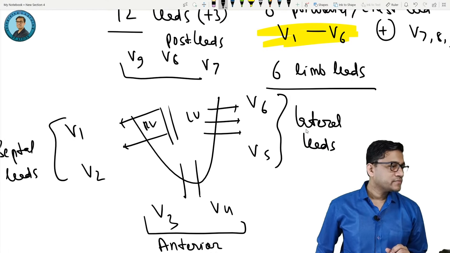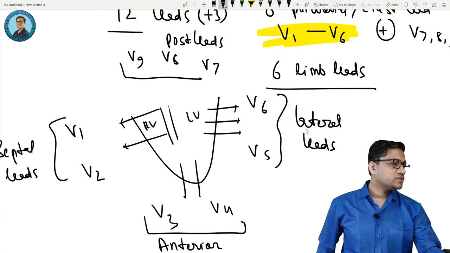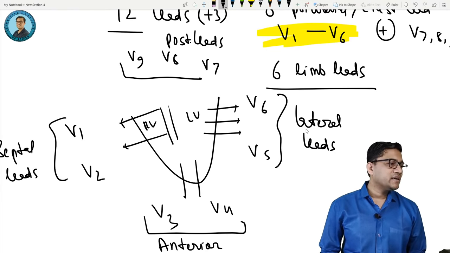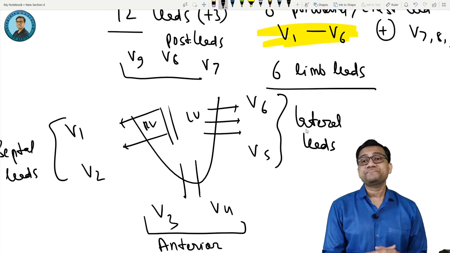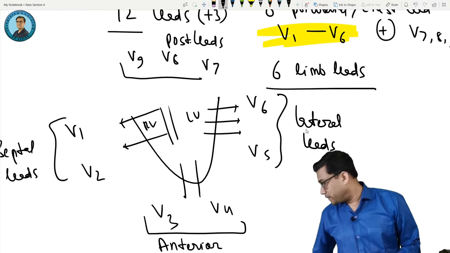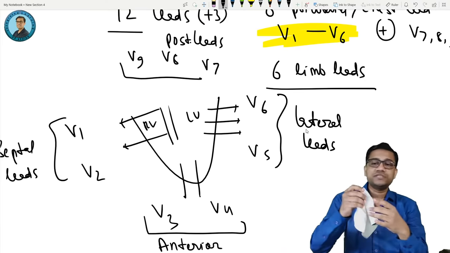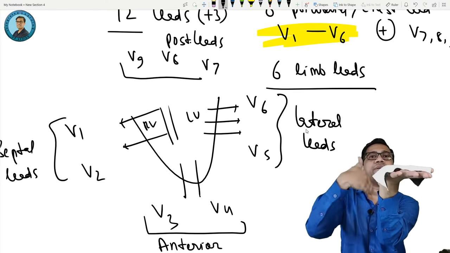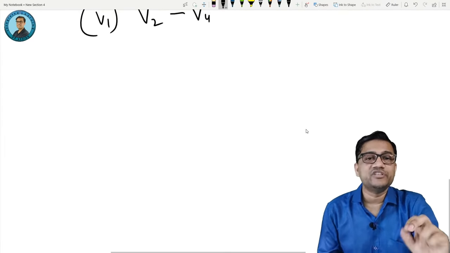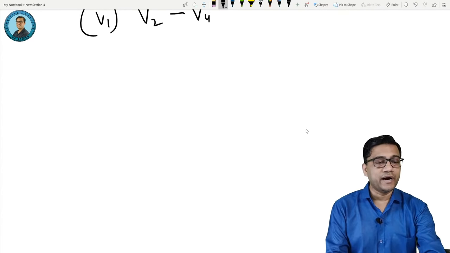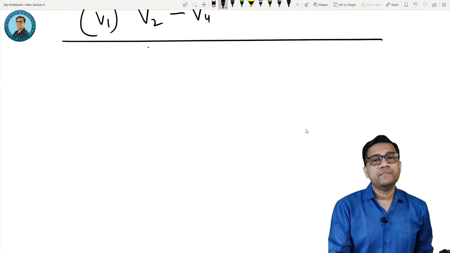Okay, now comes the question. What is the other important thing in this case now? Now we need to know which plane this is covering. Okay, let's look at this. So this is the horizontal plane. Now we see the vertical plane. So the vertical plane is given by which leads? The answer is, it is given by our limb leads.